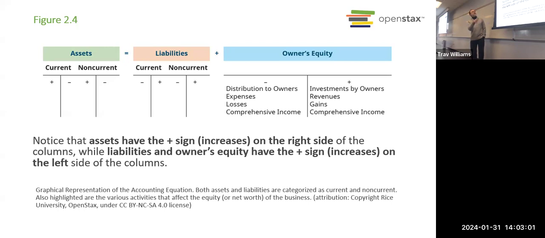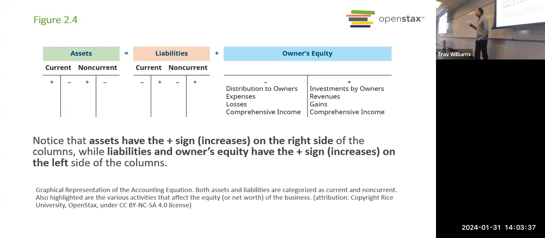That's why you see the plus sign. So if an asset goes up, you record it on the left side, the debit side. And notice with liabilities, it's the opposite. When a liability goes up, you record it on the credit or right side. And then with equities, with equity transactions, it actually depends on whether that equity transaction is increasing equity or decreasing equity.